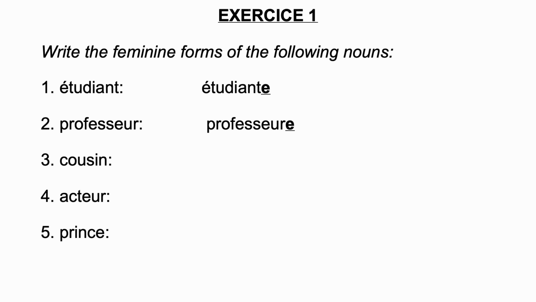The feminine form of cousin is cousine, with an extra E as well. Repeat: cousin, cousine. The feminine form of acteur is actrice. So this is an example of an irregular feminine form. Repeat: acteur, actrice.